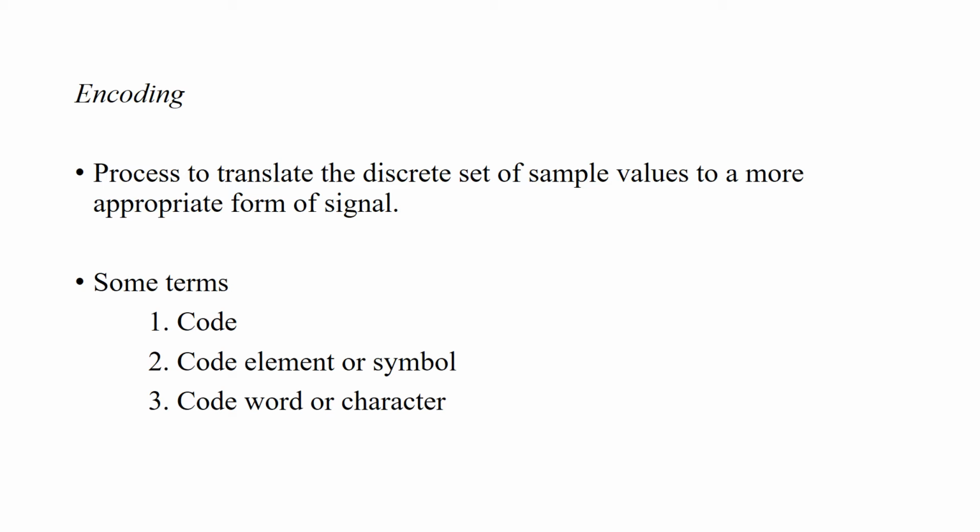And the third one is code word. A particular arrangement of symbols used in a code to represent a single value of the discrete set is known as a code word or character.